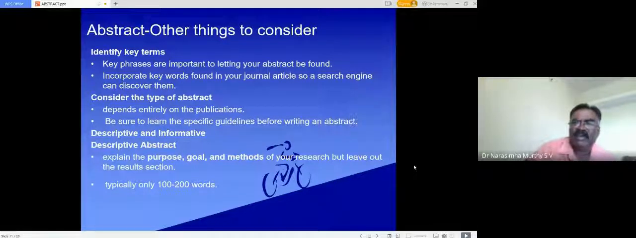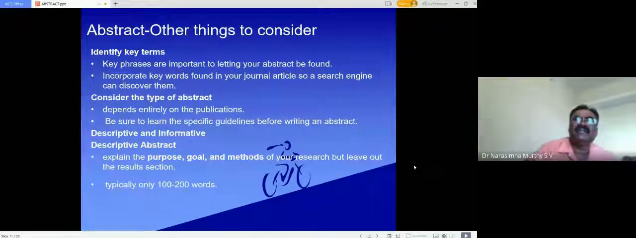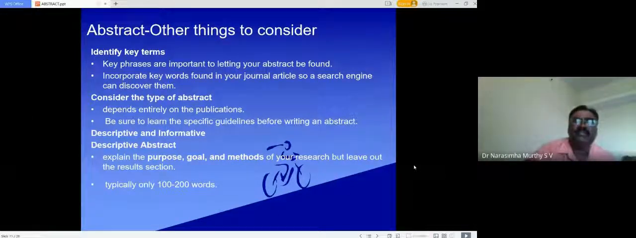And remember, this type of abstract depends entirely on the guidelines of the journals that we are going to submit to, because each and every journal has certain specific guidelines. So before writing an abstract, learn about them, make sure that you are following those guidelines properly. Otherwise, at the very beginning, the moment the reviewer or the editorial board takes up your abstract, you will not be able to create a good impression.